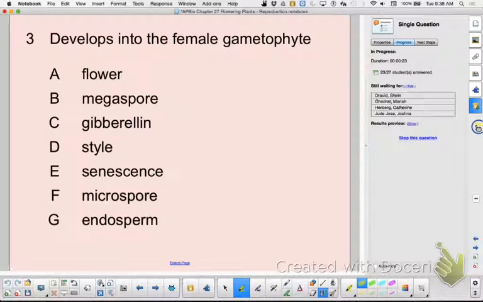What is gibberellin? Let's see if we can remember. The hormone. Yes. What does it do? Breaks seed and bud dormancy. Makes the plant grow taller. Okay. Good. What is senescence? That's the death of cells. Aging. Yes. Good.